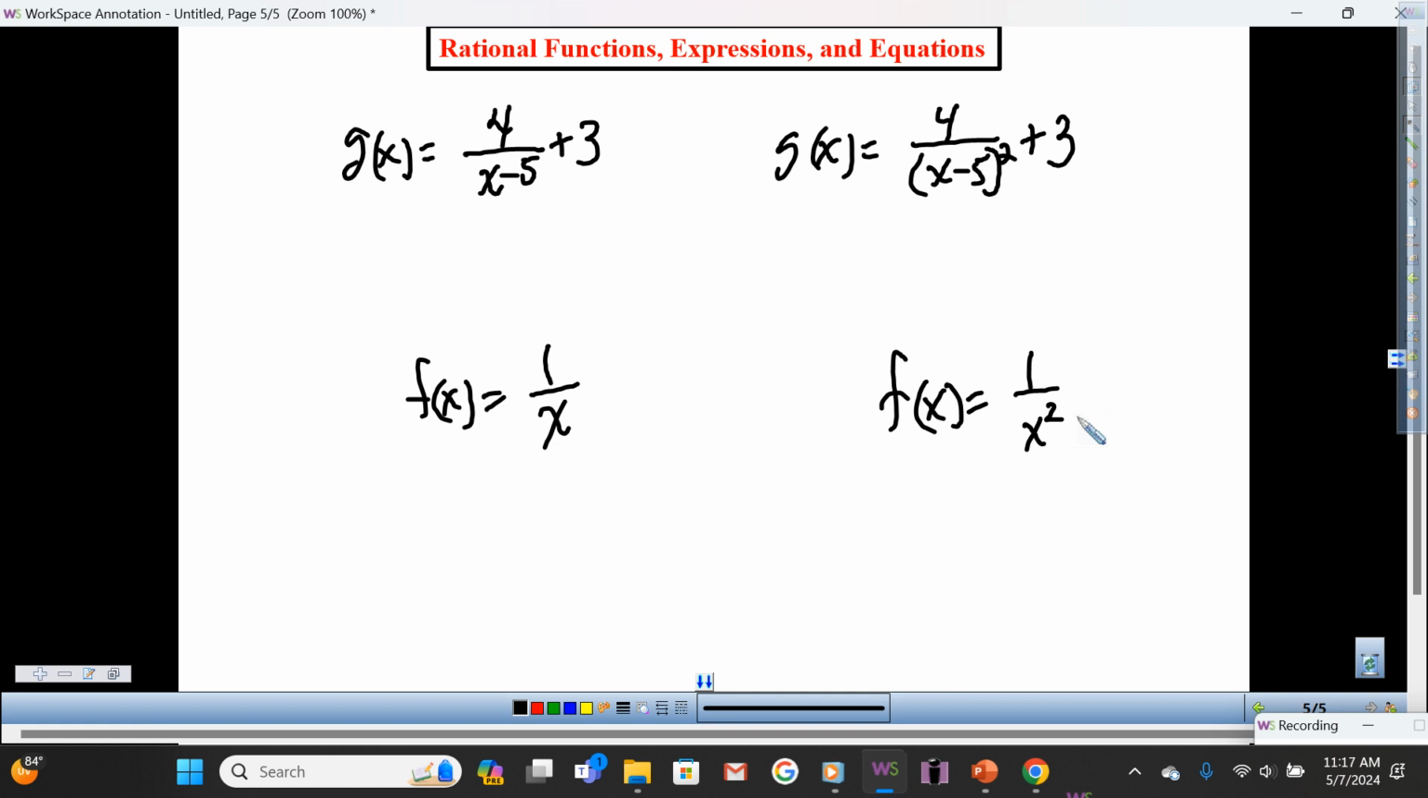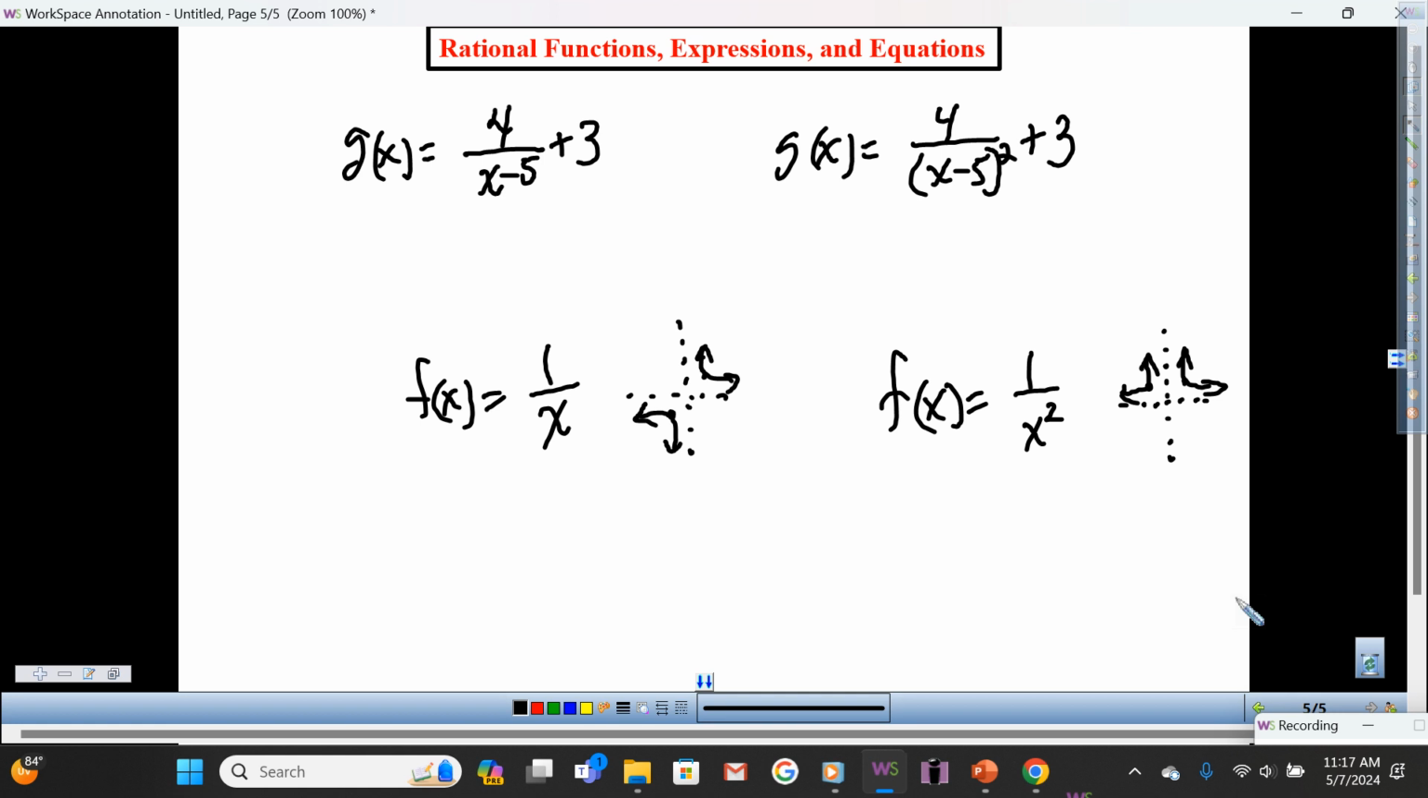Now, just to illustrate what each of those parent functions look like, this one, our asymptotes are at 0, and this one is here and here. So far, so good? Yes? Yes, Mr. Q. All right, good. This one, the asymptote, both of them going through 0, but this one, we're here and here.